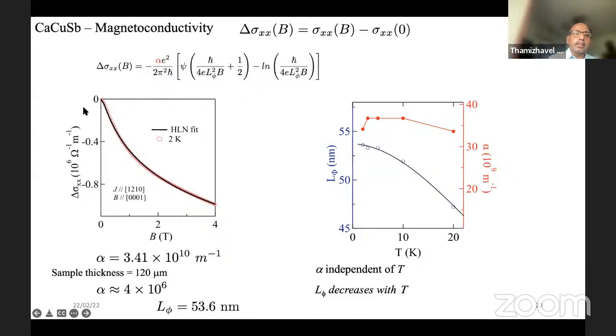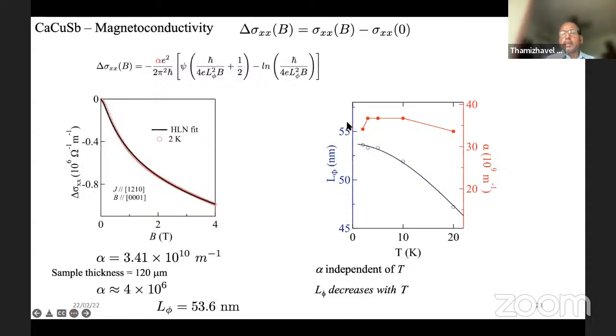So we can see that the fit is quite nice here, and we estimate the alpha parameter is of the order of 4 × 10⁶. This is typically observed in most of these three-dimensional systems, where it also represents the number of conduction channels present in this calcium copper antimony. And we attribute these conduction channels to the copper and antimony layers present in the system. And the phase coherence length is estimated as 53.6 nanometer.